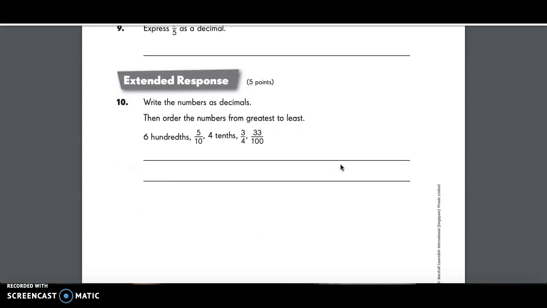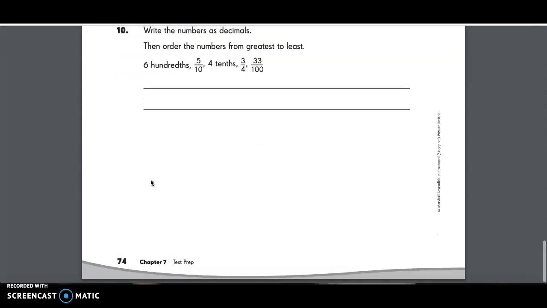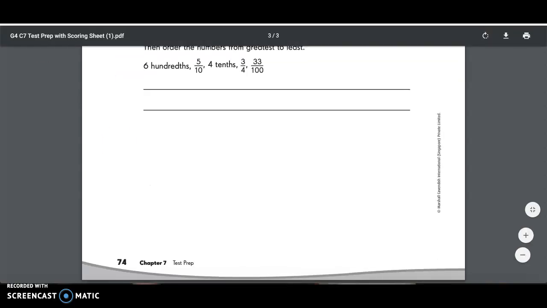In 10, you have 2 tasks here. It's worth 5 points, so make sure you're working carefully. The first line, you should be writing the numbers as decimals on that line. And then on the second line, it says order them from greatest to least, biggest to smallest. And that is the test.